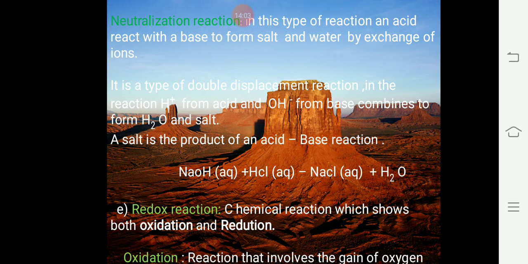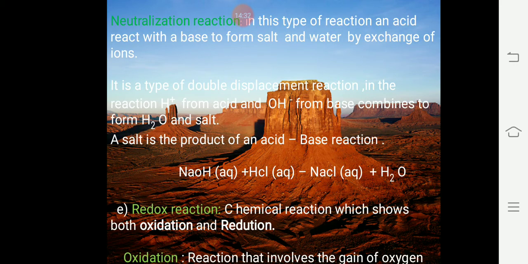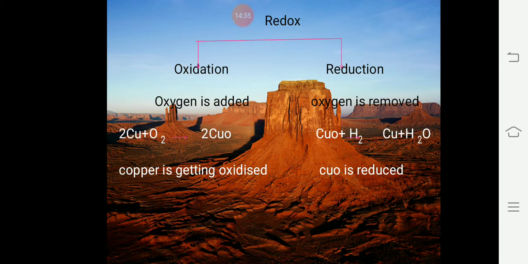Okay. Next one, another type of chemical reaction is the redox reaction. This is also very important. Sometimes they ask questions here: what is oxidation and what is reduction. A redox reaction is a chemical reaction in which both oxidation and reduction occur. What is meant by oxidation? Oxidation means gain of oxygen, and reduction means loss of oxygen. See here, I will write one column: redox, in which the oxidation reaction is there and the reduction reaction is there.